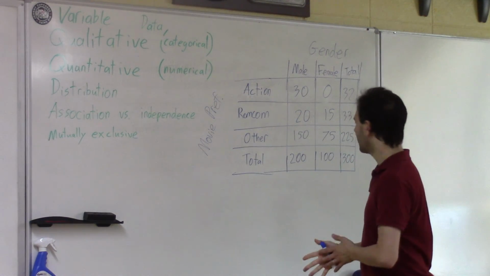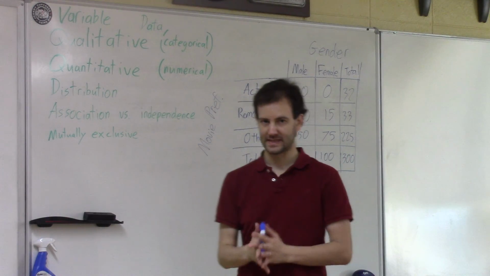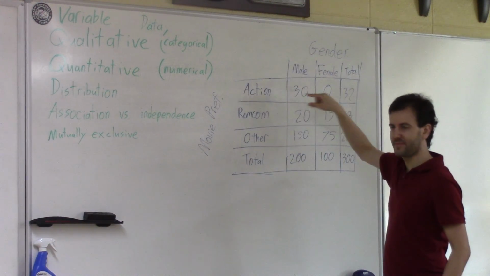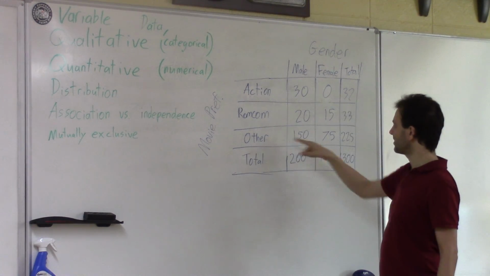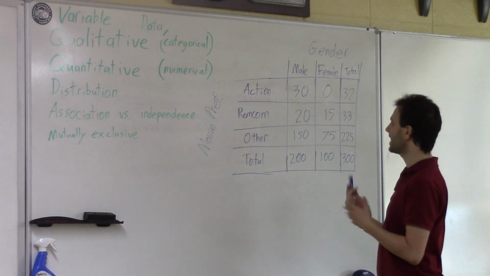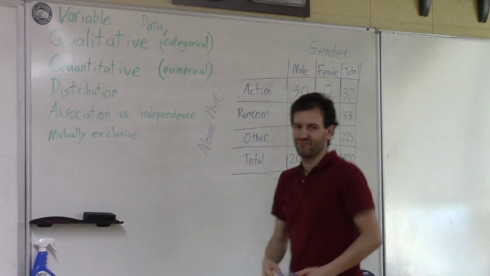Yeah, so that's a whole bunch of ways to describe categorical data. Mutually exclusive, action movies and women. Independent, other and gender. And association between action movies and gender. Yeah, that's pretty much that.